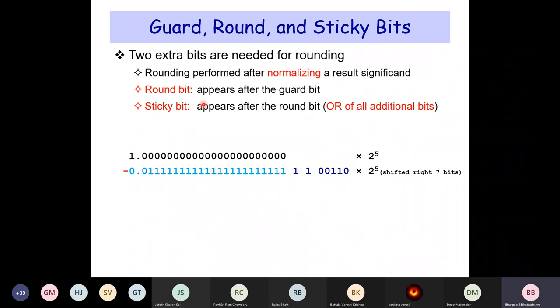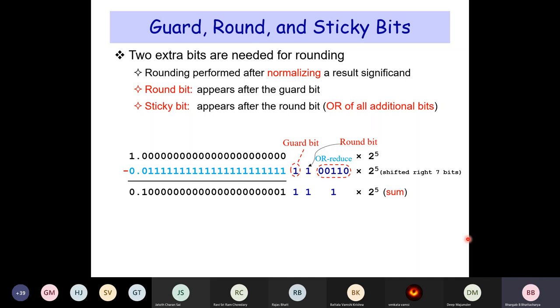So now we have a guard, round, and sticky. The guard saves these bits, round saves these bits, and sticky saves the ORing of all these bits, the logical OR of all these bits, which is called the OR reduce. So if I perform the arithmetic operation, suppose I don't use this guard bit and just perform the arithmetic operation here, this is subtraction, I'm going to get this one.